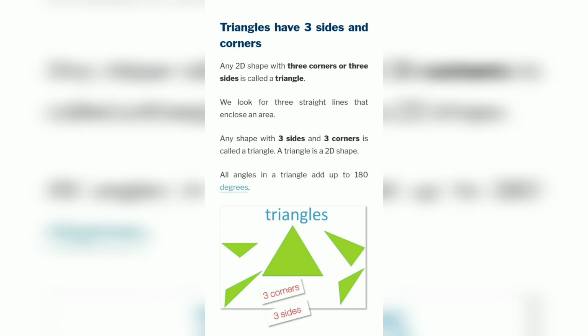After knowing about the circle, let's learn about triangles. Triangles have 3 sides and 3 corners. Any 2D shape with 3 corners or 3 sides is called a triangle.